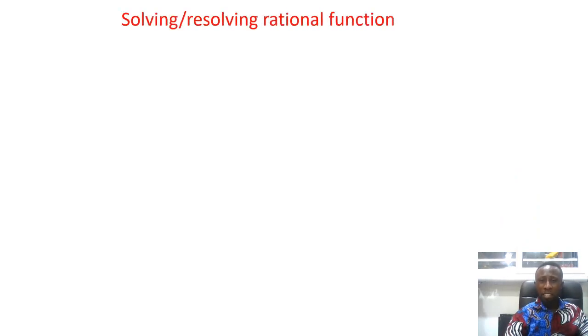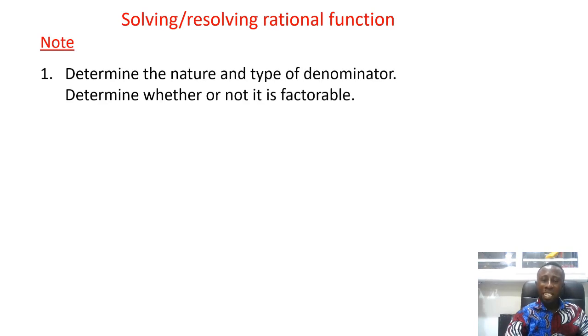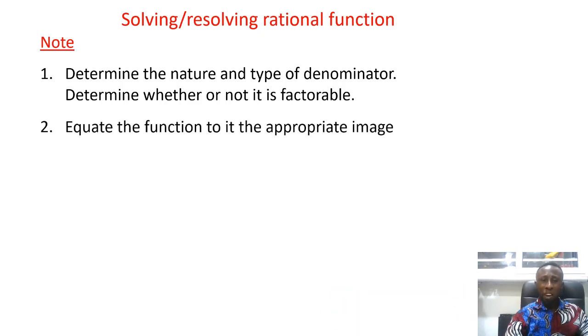We have some rational function. Resolving a rational function into partial fractions, you have to take note of this. One, determine the nature and type of the denominator. Determine whether it is factorable or not. If you know the nature and you're able to determine whether it's factorable or not, you can determine its equivalent. Two, equate the function to its appropriate image.